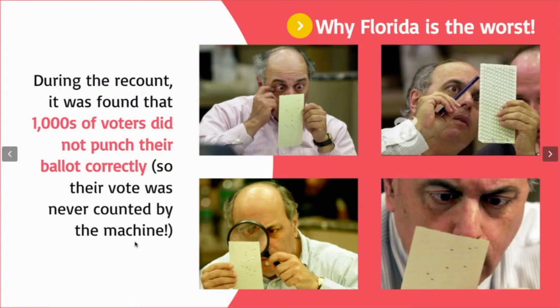So during the recount of the votes, it was found that thousands of voters did not punch their ballot correctly. This is that piece of paper used to vote. Therefore, their votes were never even counted by the machine. This created instant memes with the photo of this guy trying to figure out who these voters were trying to select for president. It was a mess, and the magnifying glass wasn't helping.